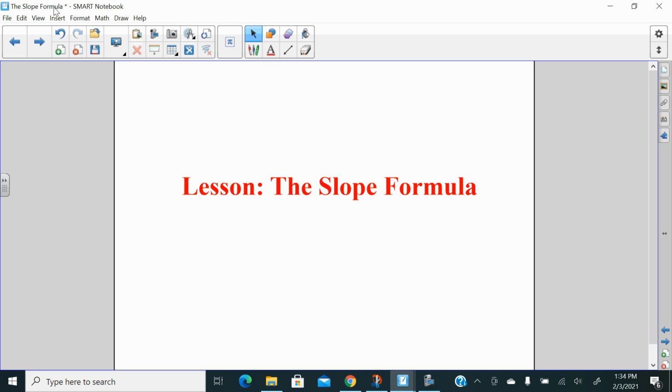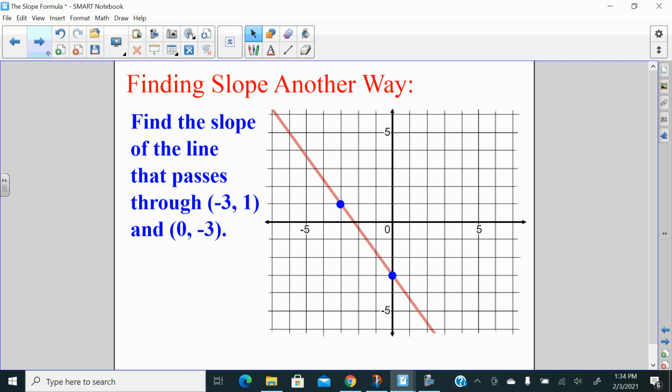In today's lesson, we're going to be learning the slope formula. In the past, we've been focused on finding slope by looking at a graph and counting the rise and the run. And there's absolutely nothing wrong with that, except for the fact that if you don't have graph paper, it's really hard to do that.